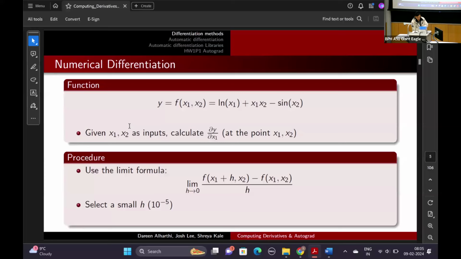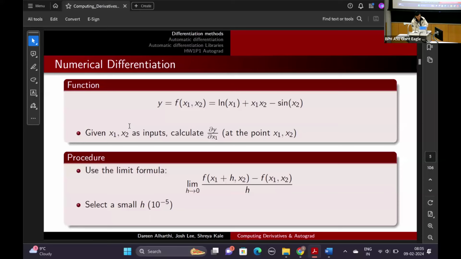So if we select a small h, this is going to give us just the numerical derivative that we want at that particular point. It's not going to give us a formula that gives every possible differentiation result, but it gives us the numerical differentiation result at that particular x1 and x2 point with regard to x1 here. Is everyone with me? Cool.